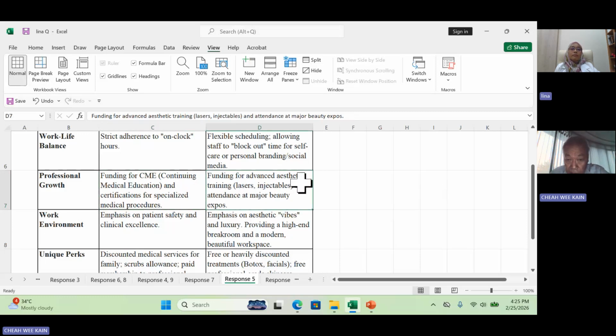Then you may also fund advanced aesthetic training, laser, injectables, and attendance at major beauty expos, but only for long-time workers, senior workers. Junior people should not go because it's quite expensive. Work environment, patient safety, clinical excellence.